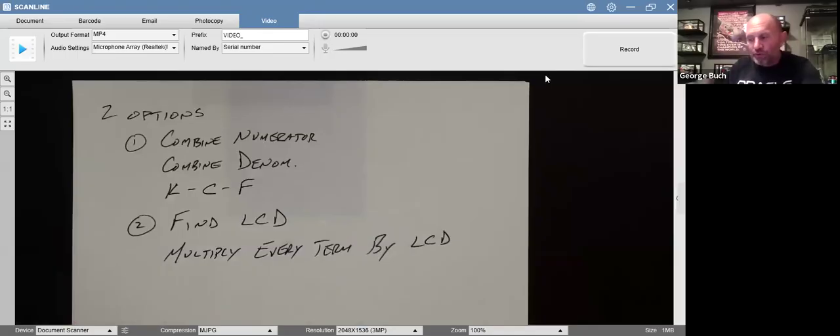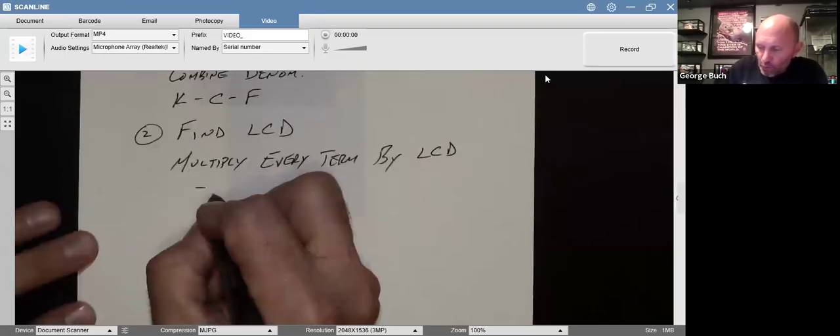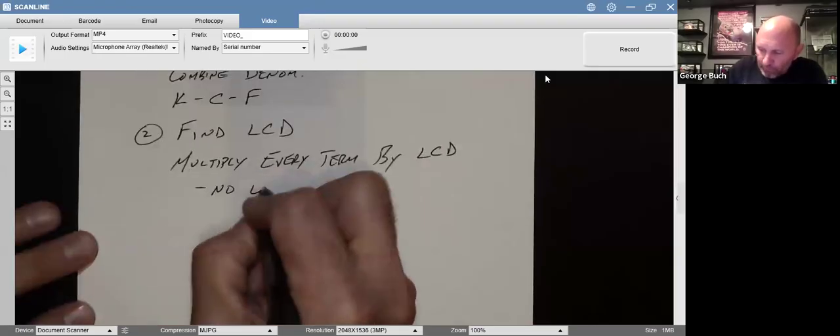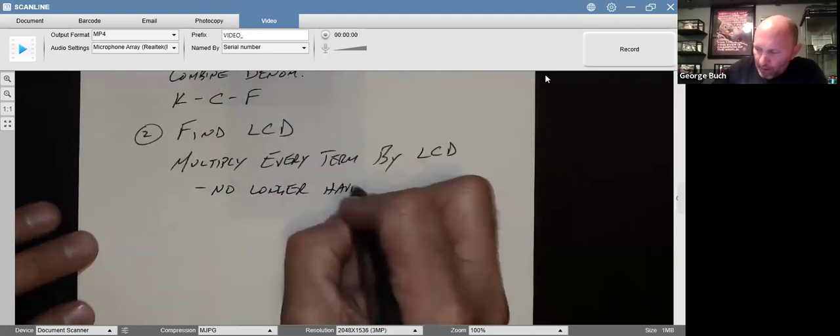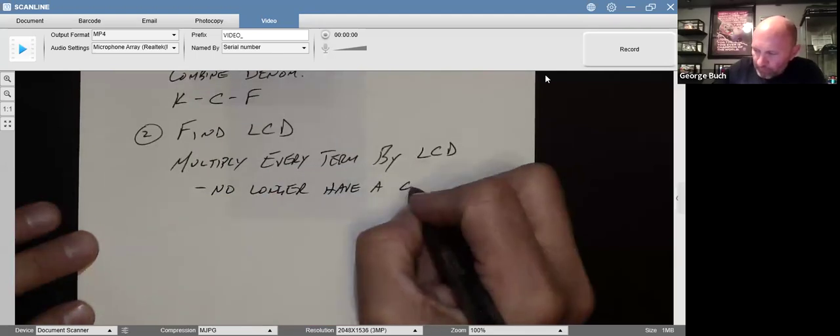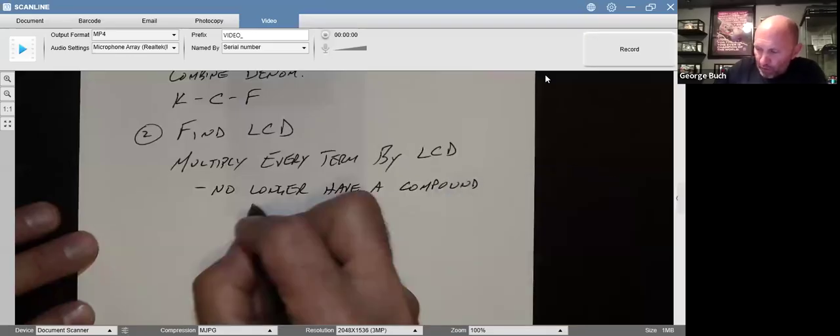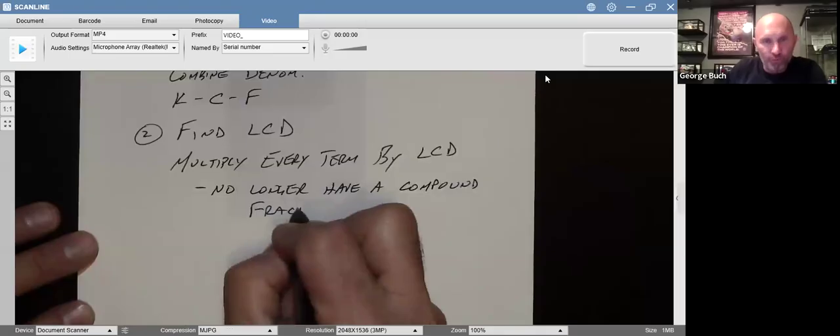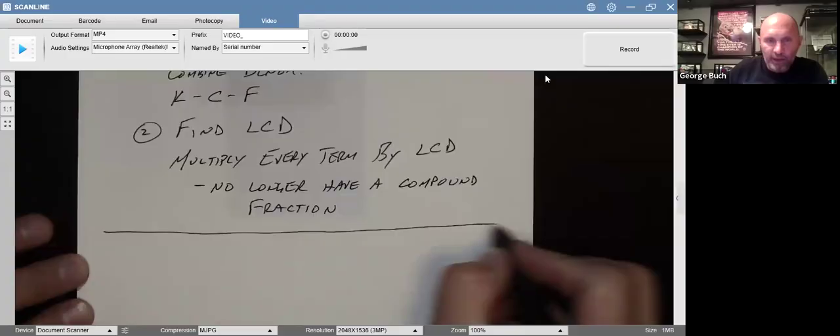The reason we do this, when you multiply every term by the LCD, you no longer have a compound fraction. All of the fractions within the fraction should be gone. If they're not, you did it incorrectly. So let's look at some examples.